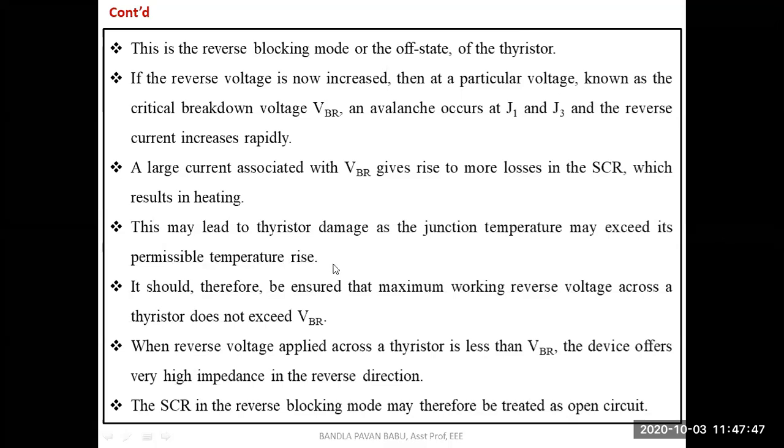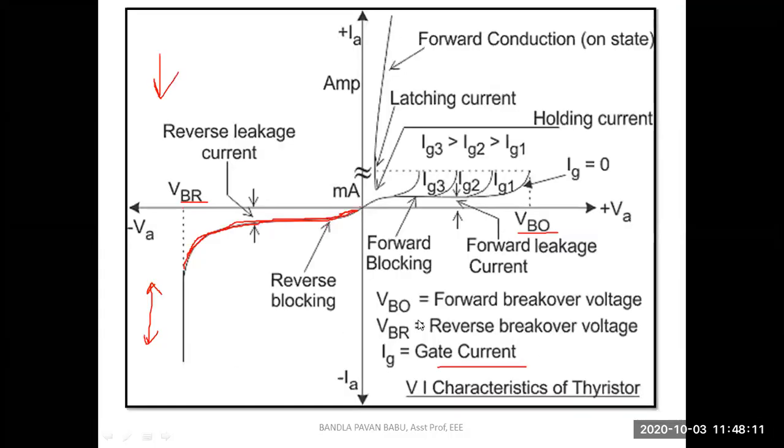Based upon its thermal capability, it can withstand, or else the switch may get damaged because of the rise in temperature. If the rise in temperature is there, what happens? Their concentration levels also get deteriorated. It should therefore be ensured that the maximum working reverse voltage across a thyristor does not exceed VBR, that is the reverse breakover voltage. This is the maximum limit of the reverse mode of operation.